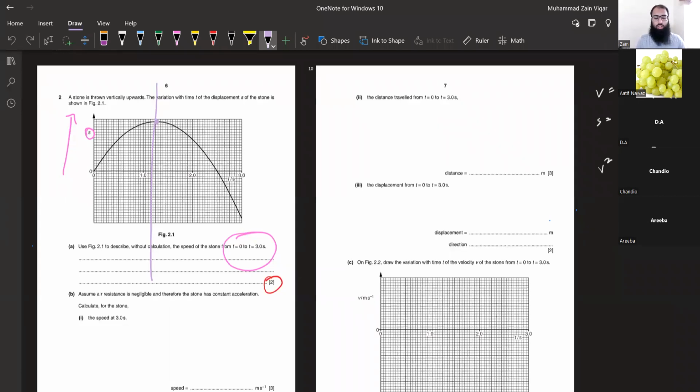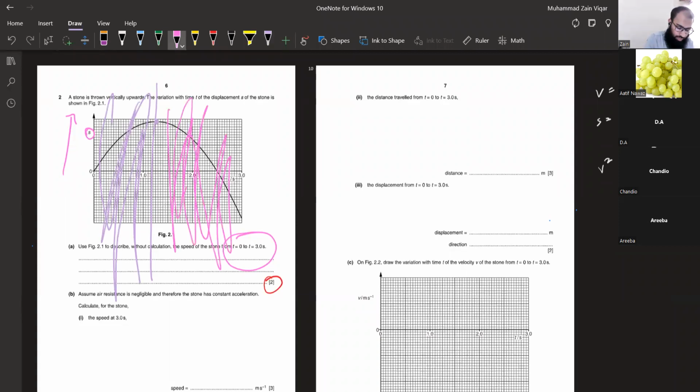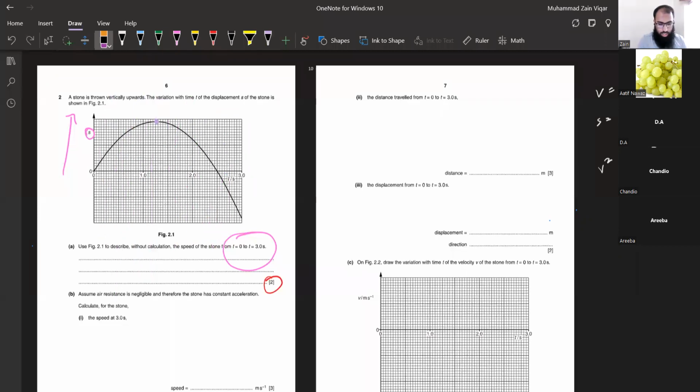The sign is not important. The velocity could have been negative 15, but negative is not important. We're just concerned with the magnitude, which is speed. So speed went from zero to a positive value. The whole region on the left is my speed decreasing, and the region on the right is my speed increasing. That's how you answer this question. Those would be your two key points, and you'll get your 2 marks.